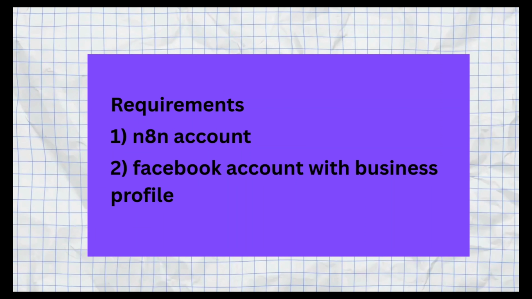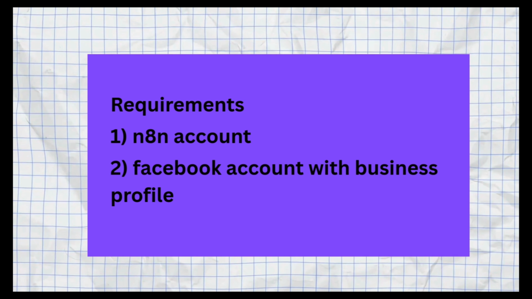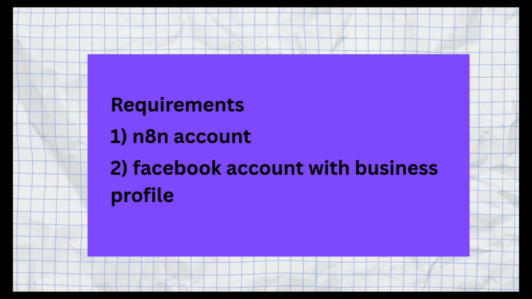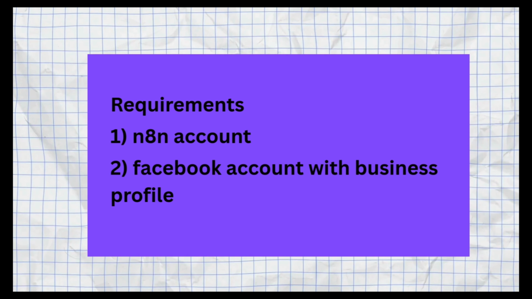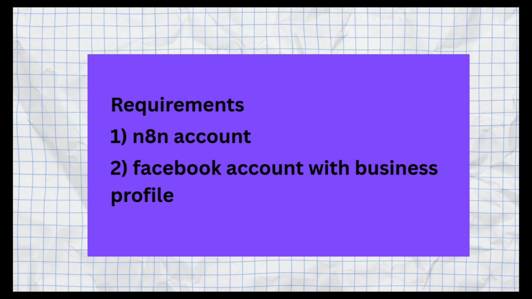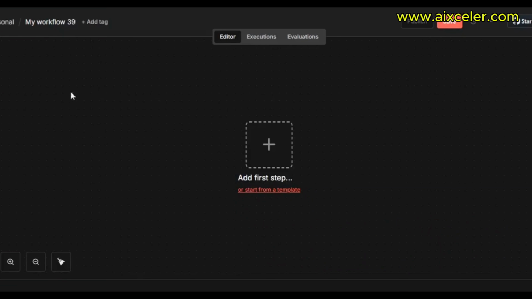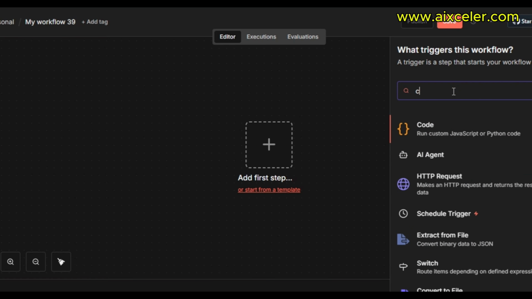So let's start creating our agent. For that we will be requiring two things. One is an n8n account and another one is a Facebook account with a business profile. I'm not covering that in this video. You can check other videos for that. It is pretty simple, and let's go. So first we will open the n8n instance, and then we are going to call the chat trigger node.